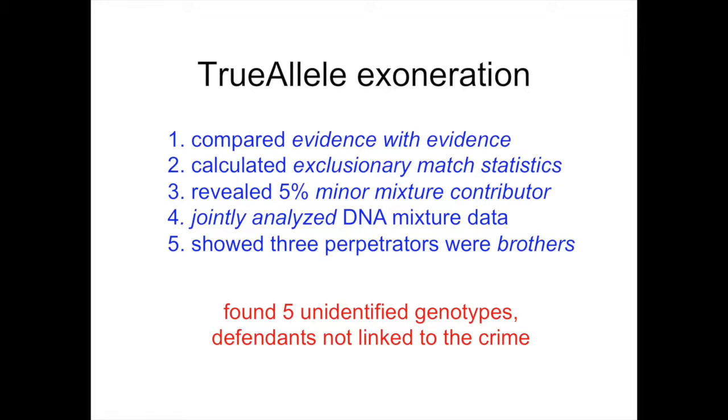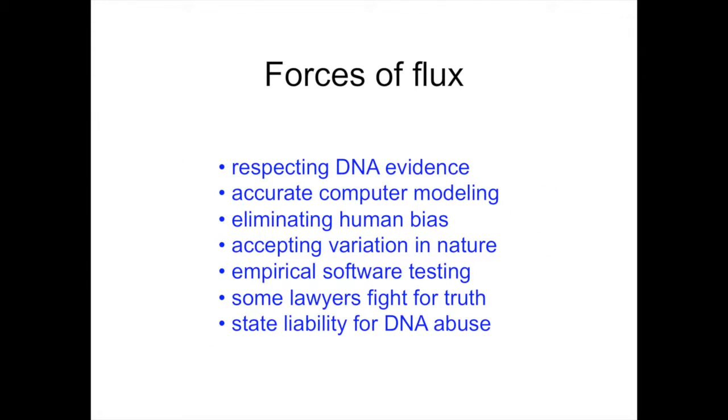So ultimately, the system found 5 unidentified genotypes. The defendants were not linked to the crime. The title of the session is Flux, so the opposite of stasis is flux. What are forces of flux that can lead to social change, which is, I think, why we're here?